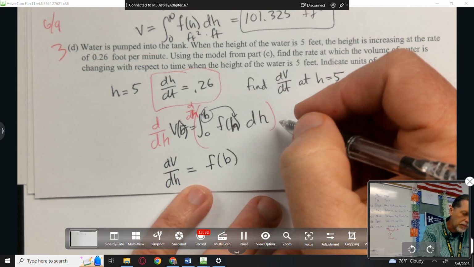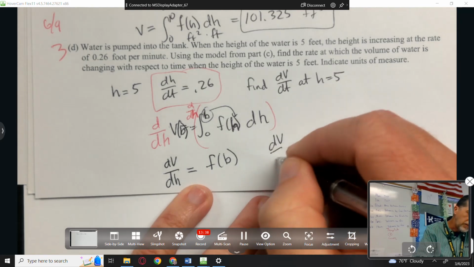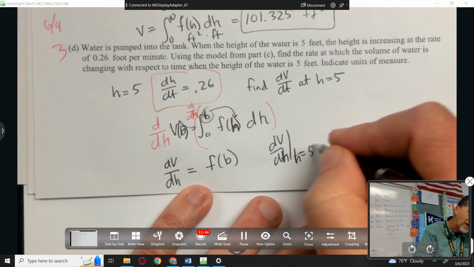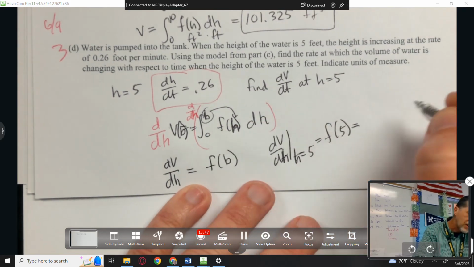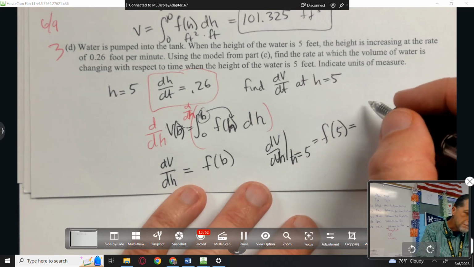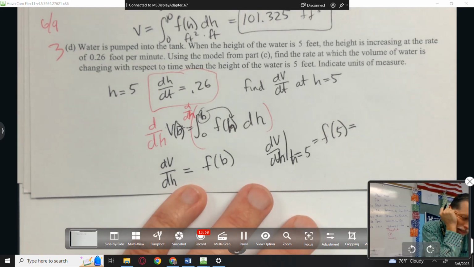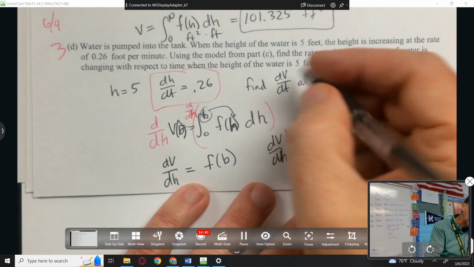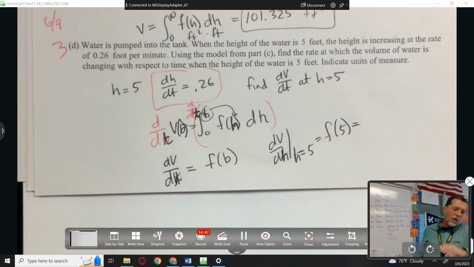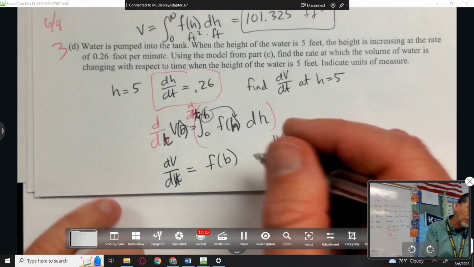Yeah, I think that's right. And so dV/dt at h equals 5, or excuse me, dV/dh at h equals 5 is f of 5. Wait a minute. Equals f of 5. Wait, something's not right here, because it said dV/dt. Okay, I knew something wasn't right about that.